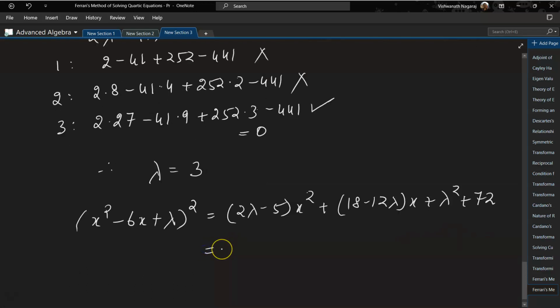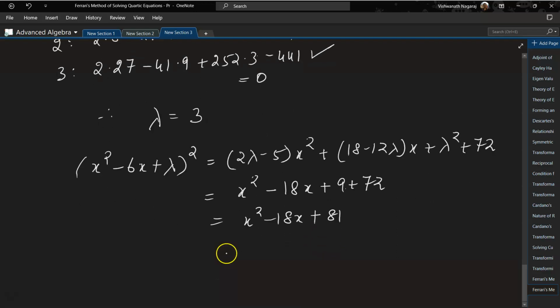Now let's do the substitutions. We end up with 3 to 6 minus 15, so x square. And here 12 times 3 is 36. 18 minus 36 is minus 18. So minus 18x, then 3 square is 9, plus 72, which is equal to x square minus 18x plus 81. And this is a perfect square: x minus 9 the whole square, x square minus 18x plus 81.